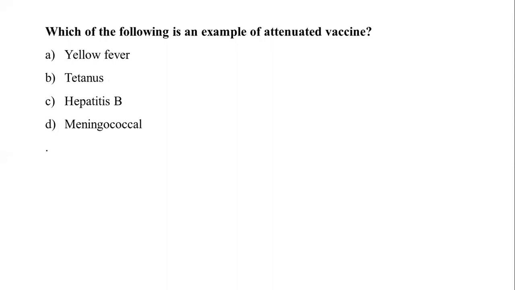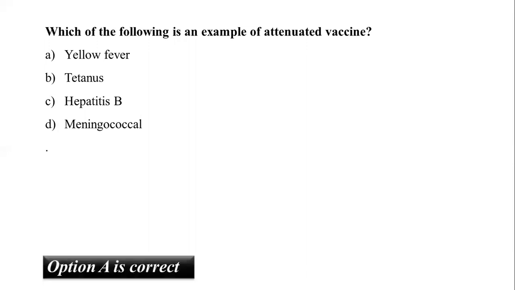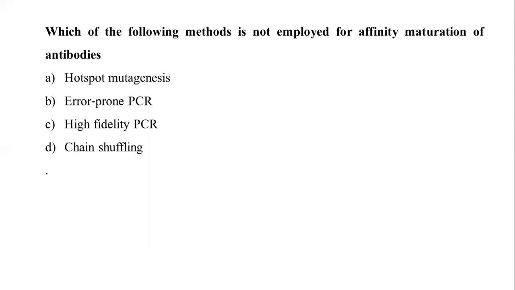The next question is, which of the following is an example of an attenuated vaccine? The examples of the currently available live attenuated vaccines against the viral infection include measles, mumps, rubella, smallpox, chickenpox, cowpox, yellow fever, influenza, and oral polio vaccine. So the correct option here is option number A, yellow fever.